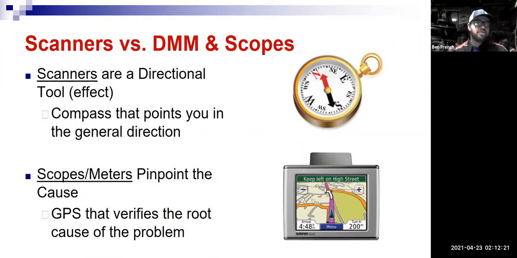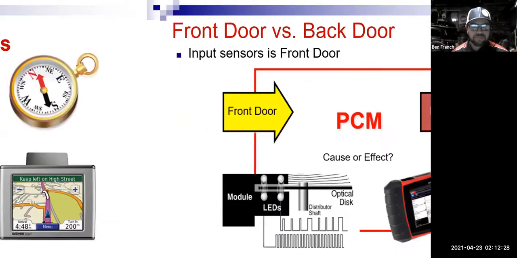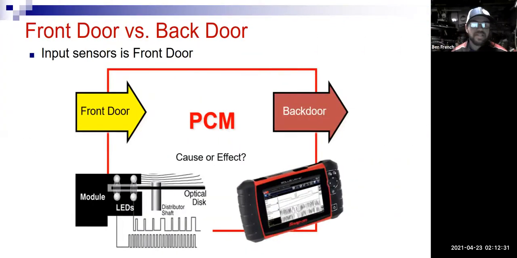Again, scanners are like your compass. They kind of get you in the right direction. Usually our scopes and things are our pinpoint test tools. Okay. And remember that your input sensors are front door. Whenever you're using your scanner, that's all backdoor stuff, right? And sometimes backdoor can lie to you. Keep in mind though, if we're jumping into OBD2 generic mode, the rules and regulations of OBD2 specifically say that we can't falsify data. So in that mode, the computer is not supposed to lie to you.